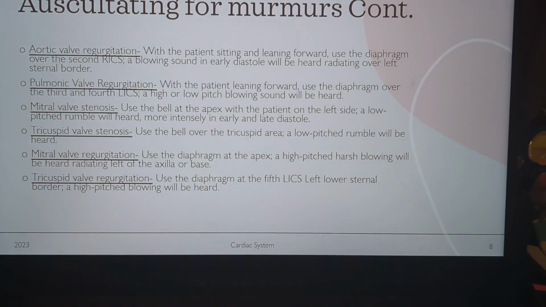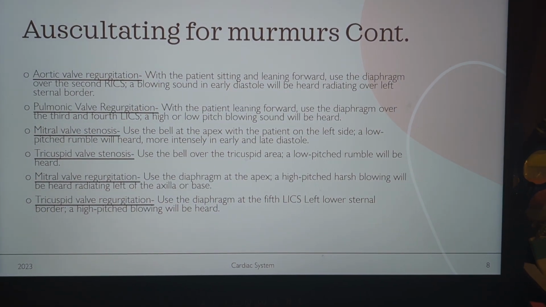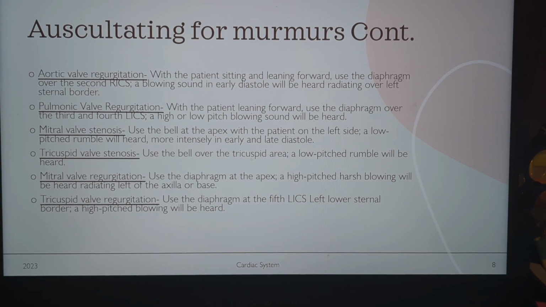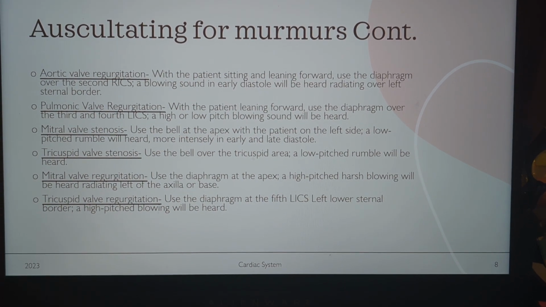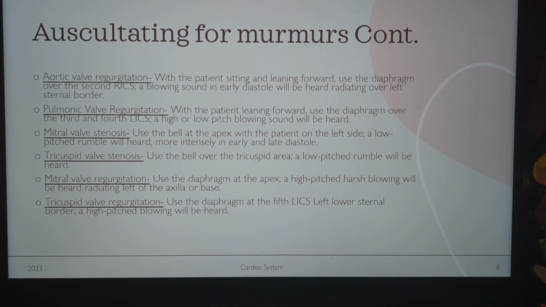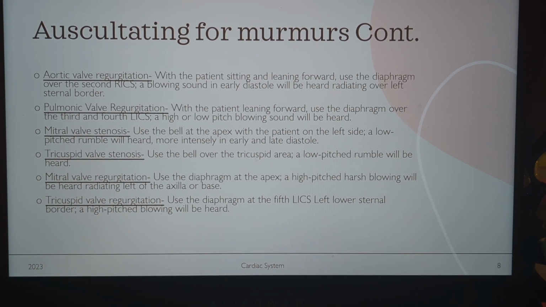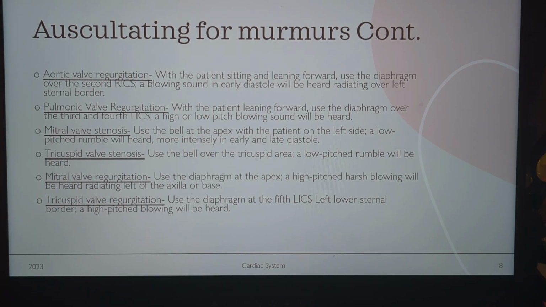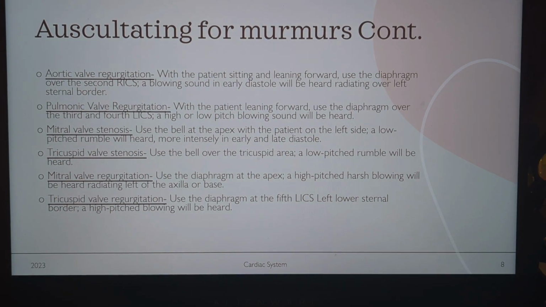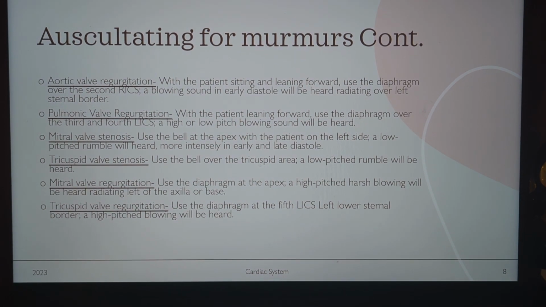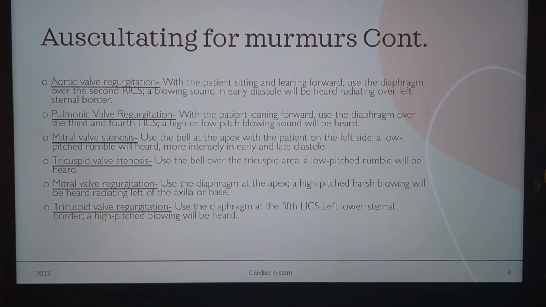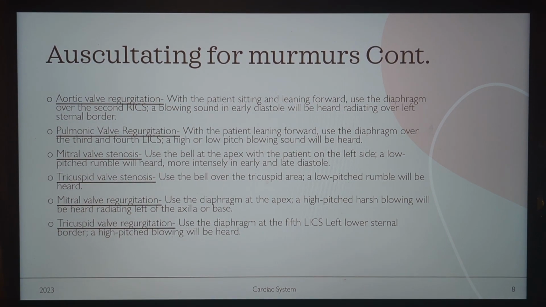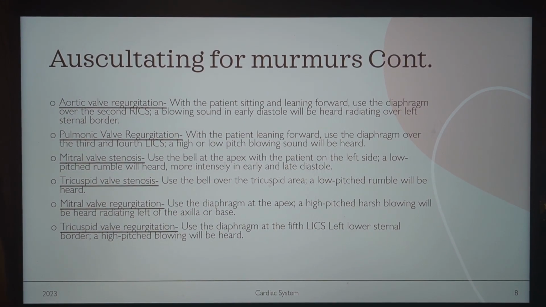Here's some more. So for the aortic valve regurgitation, with the patient sitting and leaning forward, use the diaphragm over the second right intercostal space. A blowing sound in early diastole will be heard radiating over the left sternal border. Pulmonic valve regurgitation. With the patient leaning forward, use the diaphragm over the third and fourth left intercostal space, a higher low-pitched blowing sound will be heard.